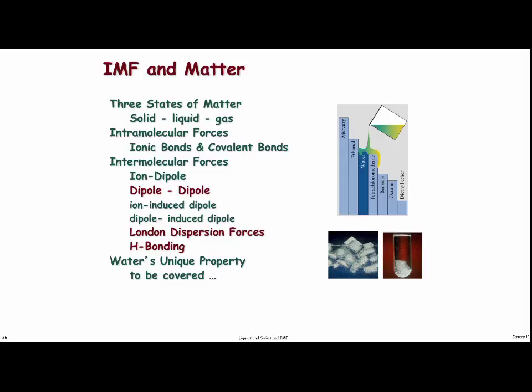Now recall that we talked about properties of matter and how intermolecular force manifests itself in these different properties of matter. Recall that we have three states of matter that we are used to, the solid, liquid, and gas, and that these phases of matter depend on intermolecular forces. When the intermolecular forces are strong, it tends to be a solid.